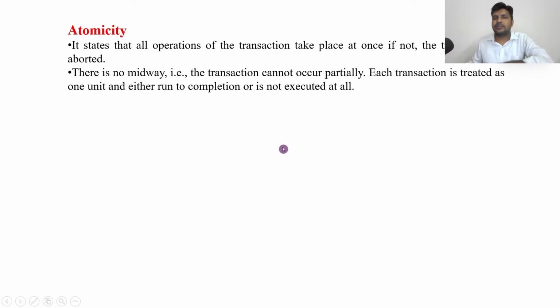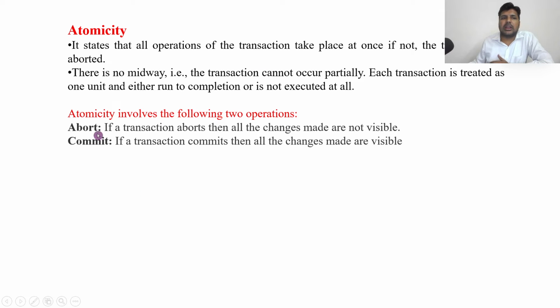Again, there are two operations in atomicity: abort and commit. If it is successful, it will commit. That means if a transaction is successful, the changes will be made in the database. That means 500 will be deducted from my account, and 500 will be added to my friend's. If the transaction fails, it will roll back, and it will not make any changes in the database, right?